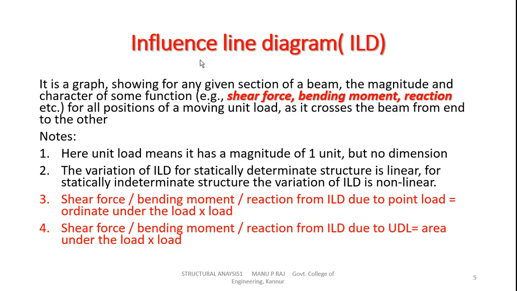Next, influence line diagram. Actually, an influence line diagram is a graph showing, for any given section of a beam, the magnitude and character of some function, that is, the magnitude and character of shear force, bending moment, and reaction for all positions of a moving unit load. Note that the unit load moves as it crosses the beam from one end to the other.